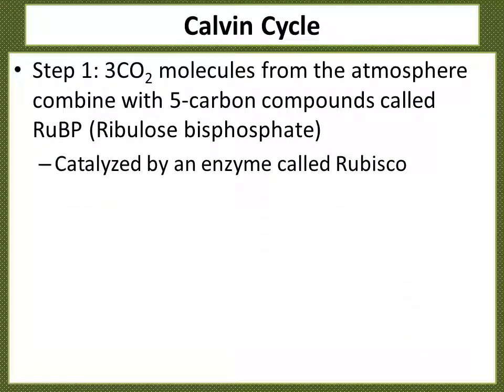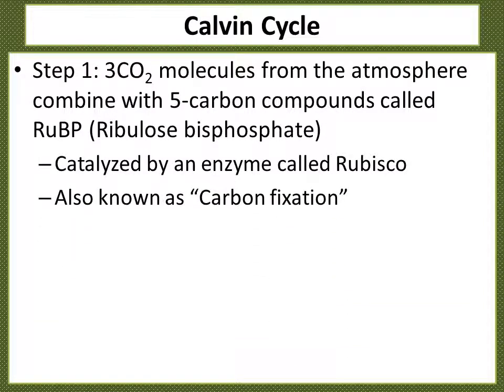It's catalyzed by Rubisco. Hint, catalyzed by Rubisco. So your Rubisco enzyme is going to make this go a lot faster. That's what a catalyst does. That's what an enzyme does. This step is also known as carbon fixation because you're taking the carbons from carbon dioxide in the air and you're going to fix it onto RUBP.